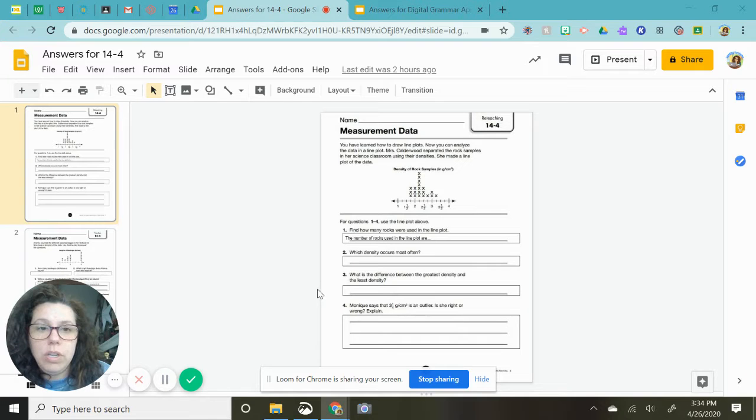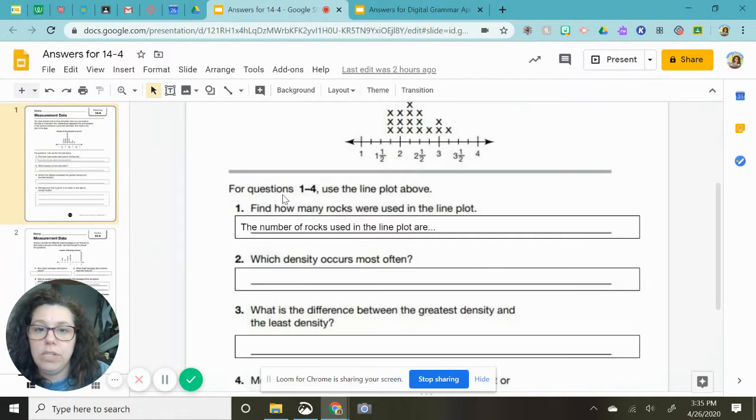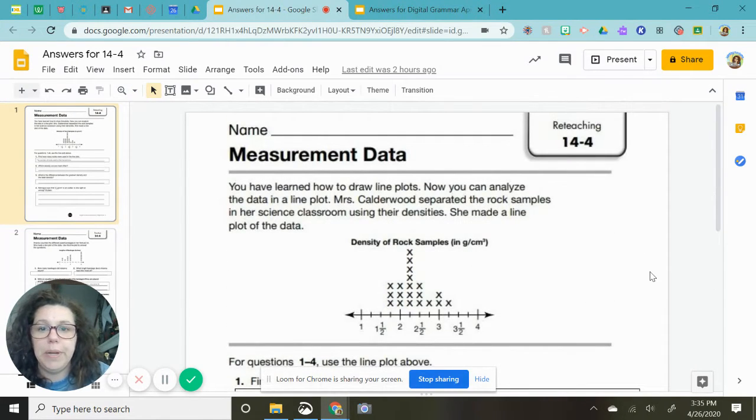All right, I'm going to go over Reteaching 14-4. Before I start, I'm going to make my screen 100% to be easier to read. It says, now you have learned how to draw line plots, which we did last week. Now you can analyze, which just means think about it and answer questions about the data in the line plot.